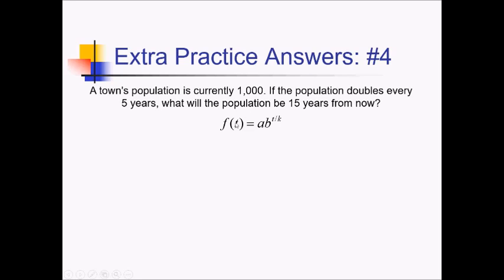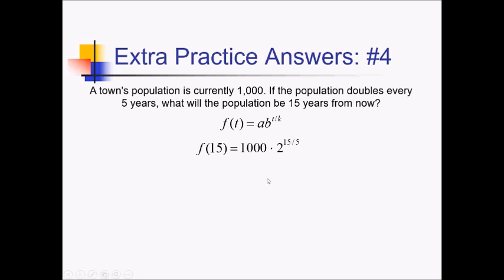I'm going to be doing f of 15 because that's the time period I want to figure out more information about. For my a value, that's my starting value of 1,000. And then the b value, what I'm multiplying by each time, that's going to be 2 because we're doubling. For the t value up here, we've got the 15 that we just plugged in. And for the k value, that's how long we have to wait. So that's this 5 years over here. So 15 divided by 5.